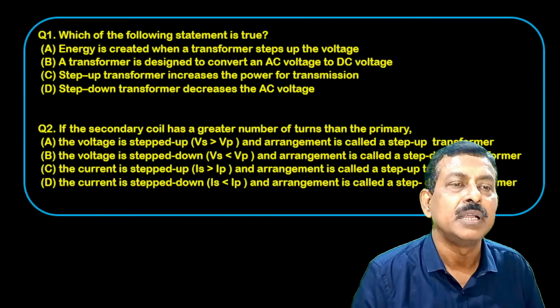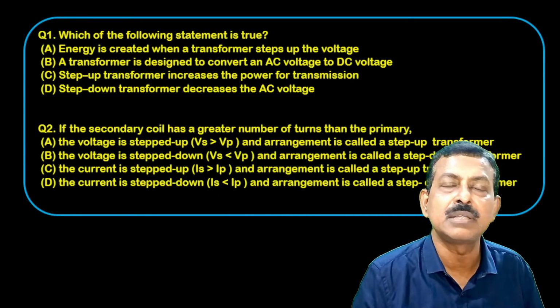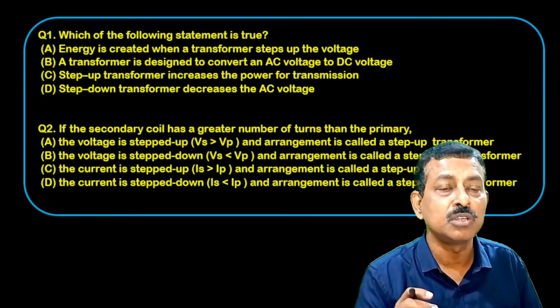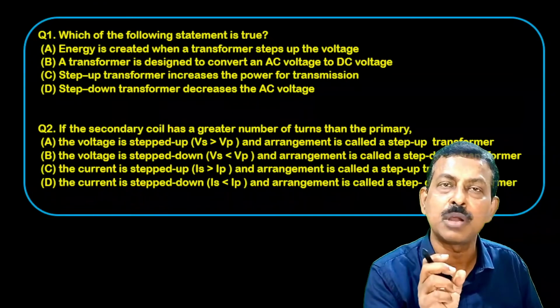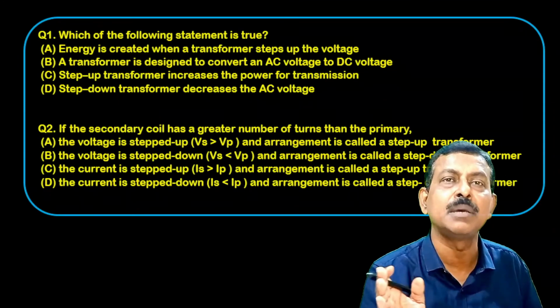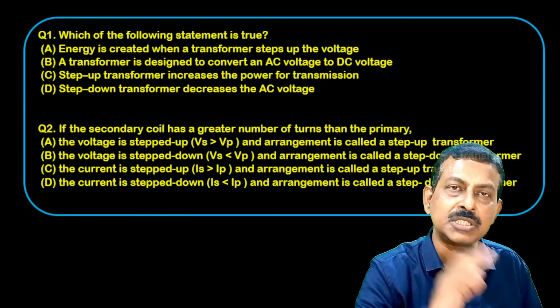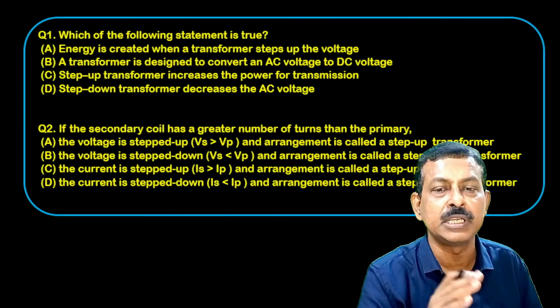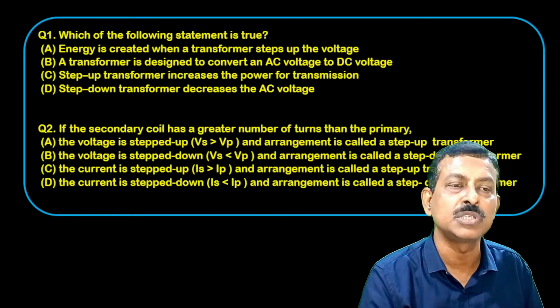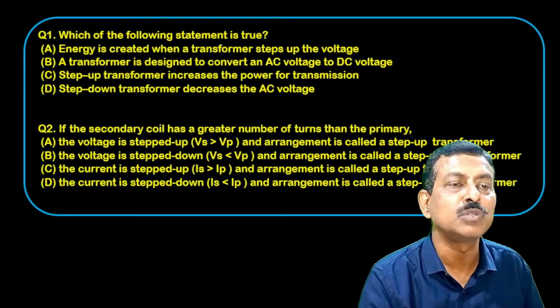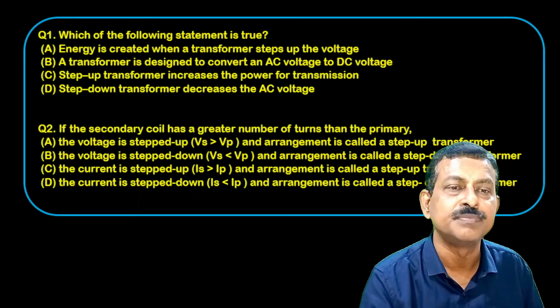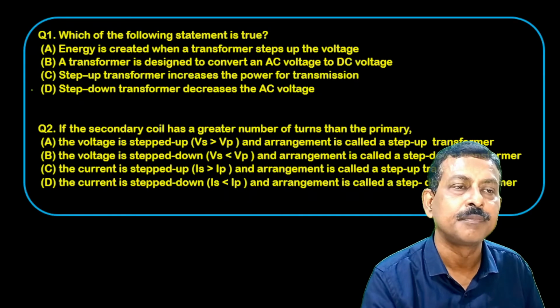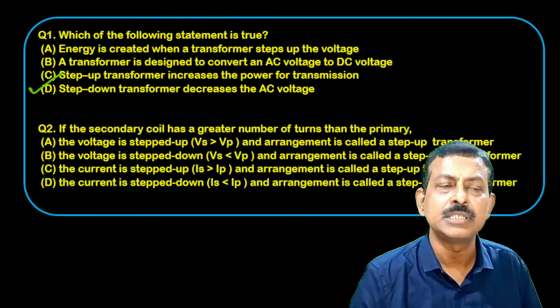Third one, a step up transformer increases the power of transmission. This is also wrong because the transformer does not change the power. It is just stepping up or stepping down the voltage or the current. So this is also wrong. The fourth one, a step down transformer decreases the AC voltage. Now this is correct. So this is the correct option.